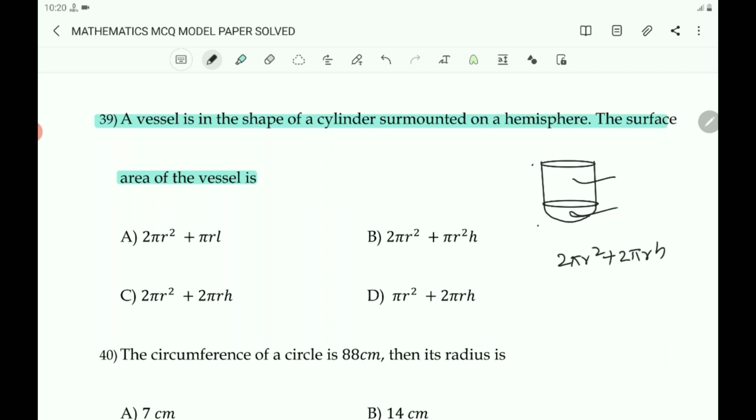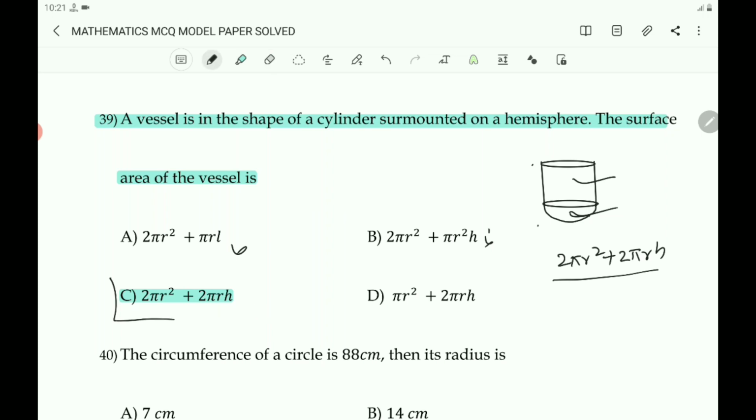2 pi r square plus 2 pi r h, and here you search for the answer. 2 pi r square plus 2 pi r h. Here it is not there. Here also pi r square h is there. It is not the answer. 2 pi r square plus 2 pi r h. So here option C is the answer. What is the answer? Option C is the answer.